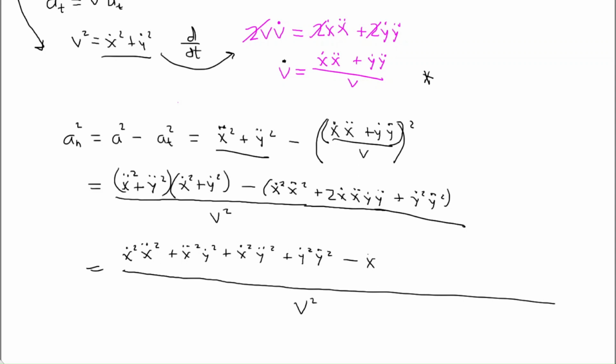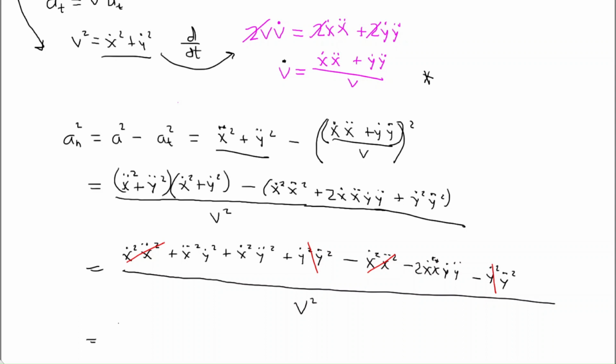So x dot squared, x double dot squared minus 2x dot x double dot, y dot, y double dot, those are all multiplied together, minus y dot squared, y double dot squared. And we see we're going to get some things to cancel out here, which is very nice. So we have that pair that cancels, this pair that cancels. So let's kind of copy this down into the next line.